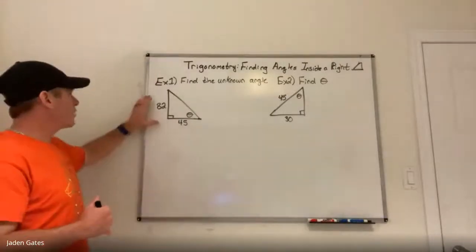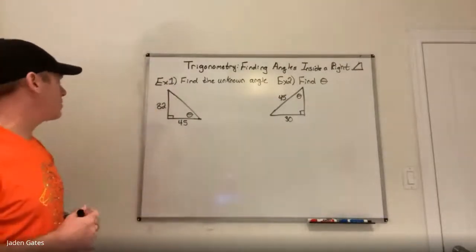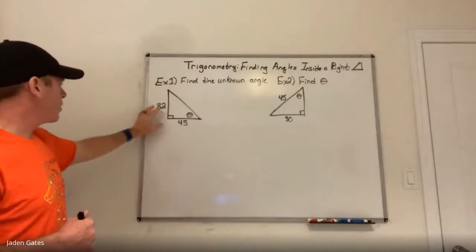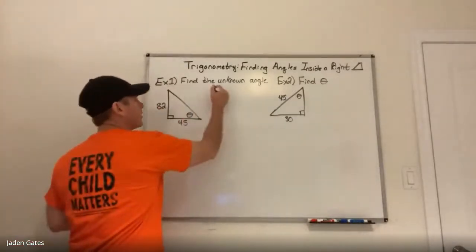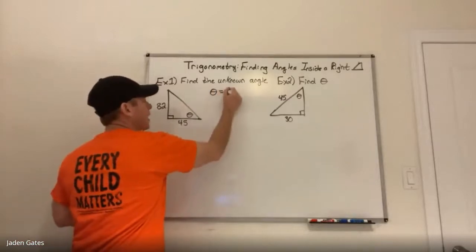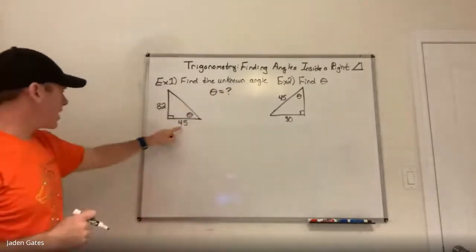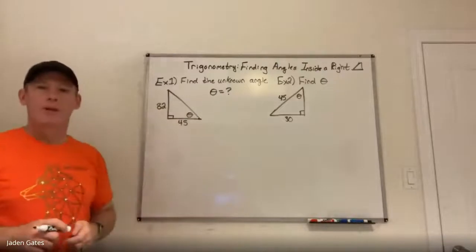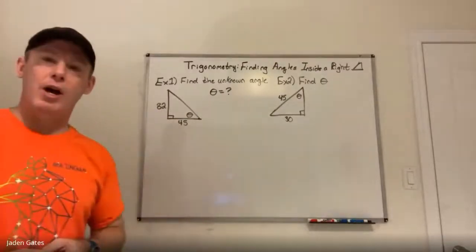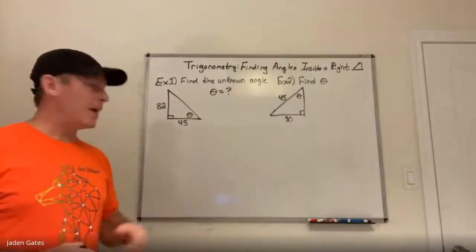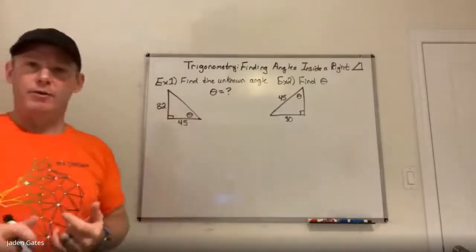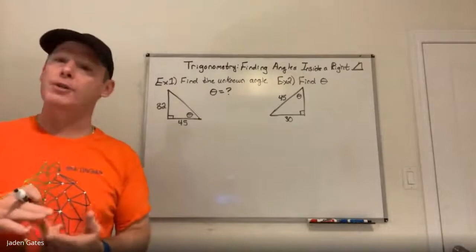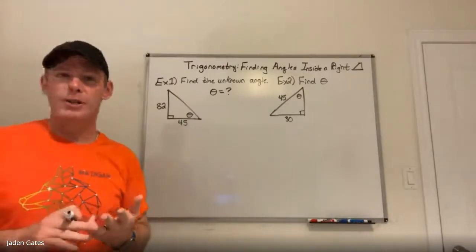So example 1 here, I'm going to find my unknown angle, which is theta. Then I have two sides, a 45 and an 82. And again, the sides of a triangle have names based on this angle and based on my right angle. So we have three different sides: our opposite, our hypotenuse, and our adjacent.